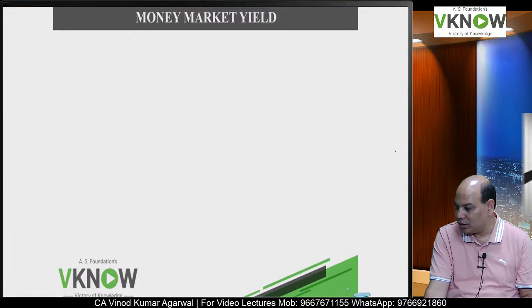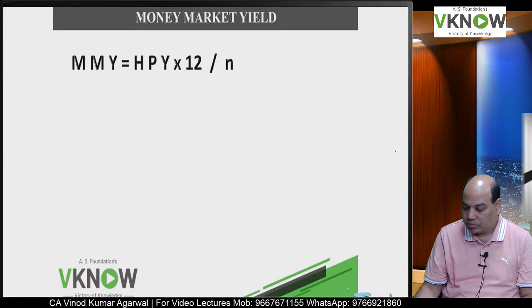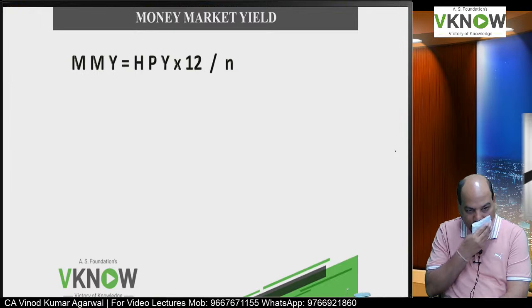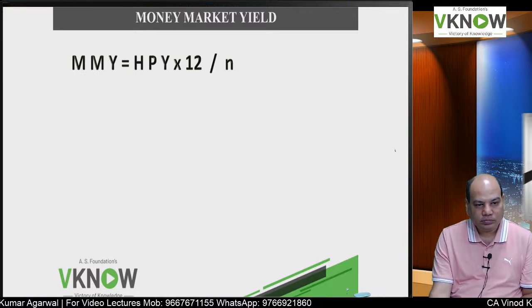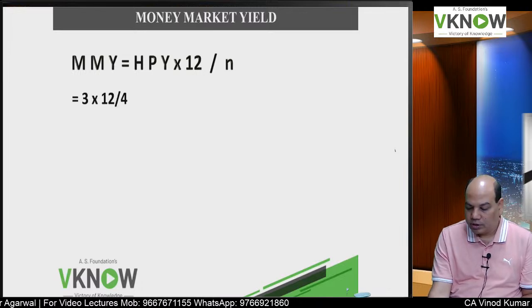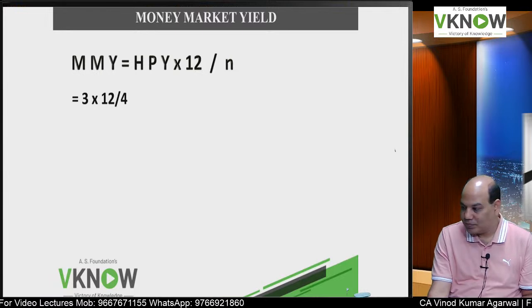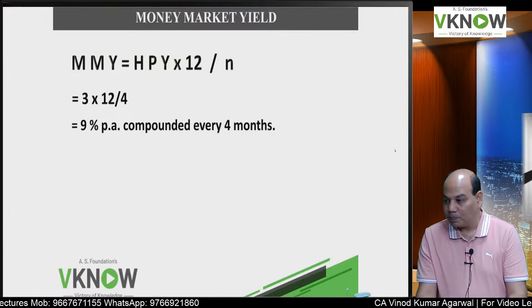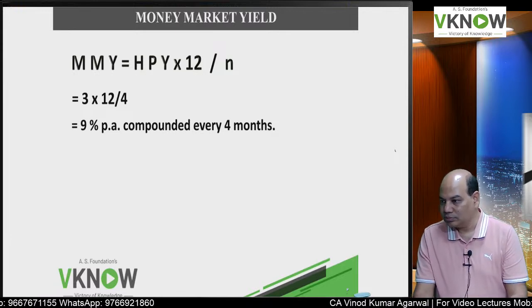Anybody for money market yield? Yes, Roshni. So you will write the formula first. Money market yield is equal to holding period yield into 12 by n. So you will write 3 into 12 by 4. Write nicely. Then your answer is 9% per annum compounded every 4 months.